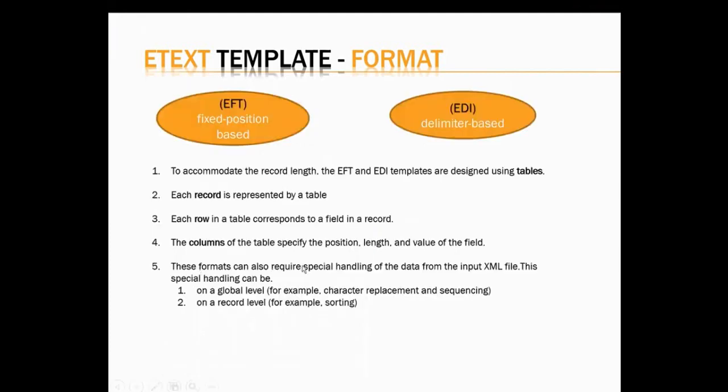And the formats can also require special handling of data from the input file. Special handling of data means what kind of file you are going to create. Are you going to create a comma delimited file? A semicolon delimited file? Or not a delimited file but a position based file? Maybe my file is such that the first 10 characters are the first name and the next 20 characters are the last name. If you define the data by position, that is called position delimited. Similarly, how do you want to sort the data in the file?